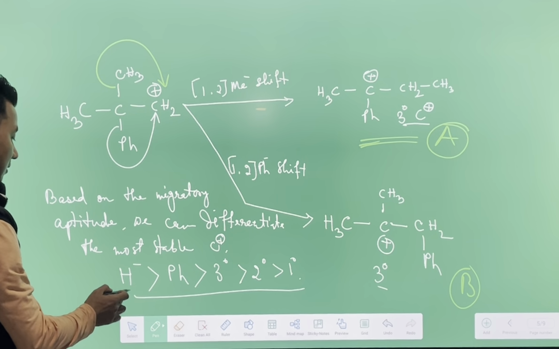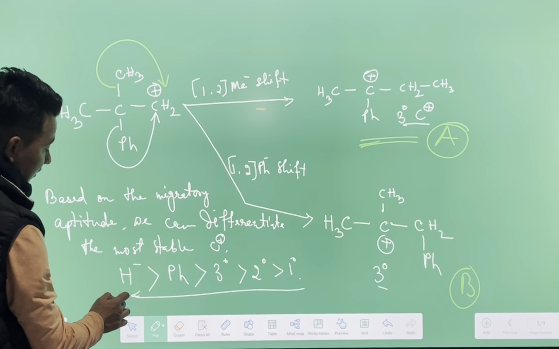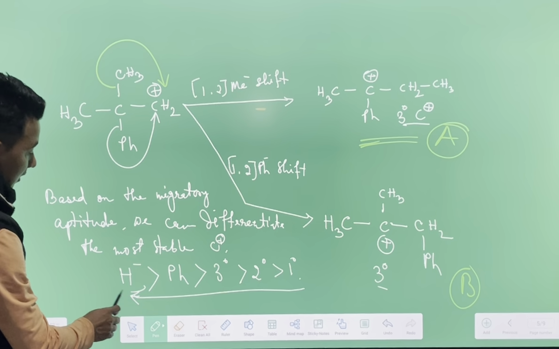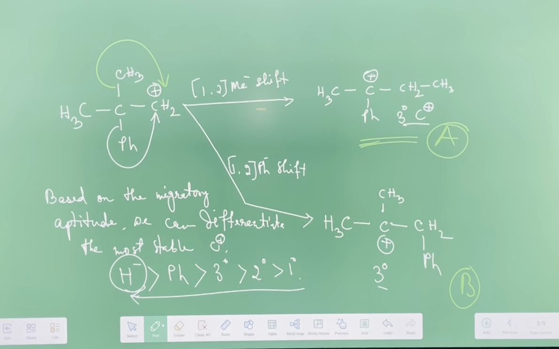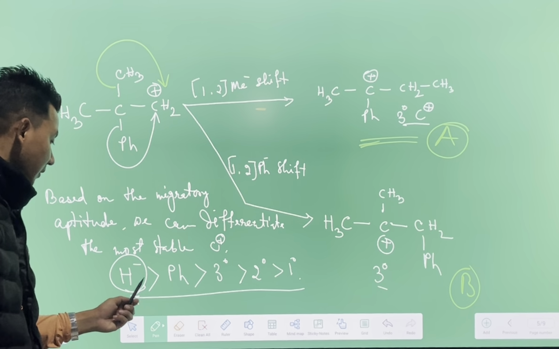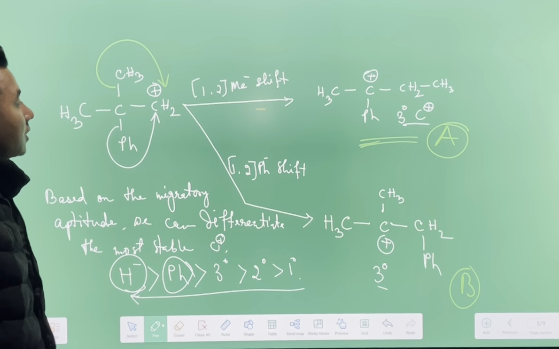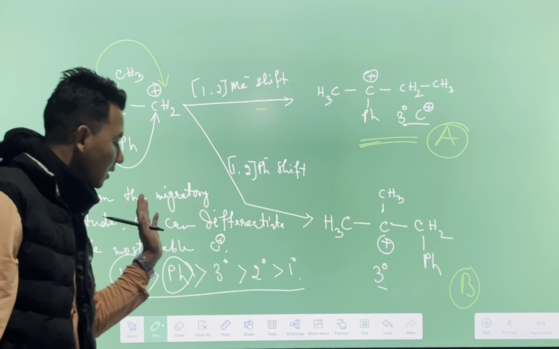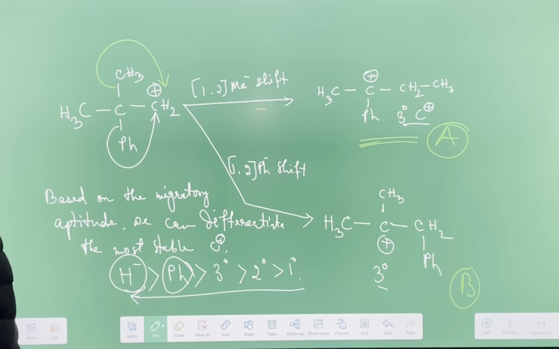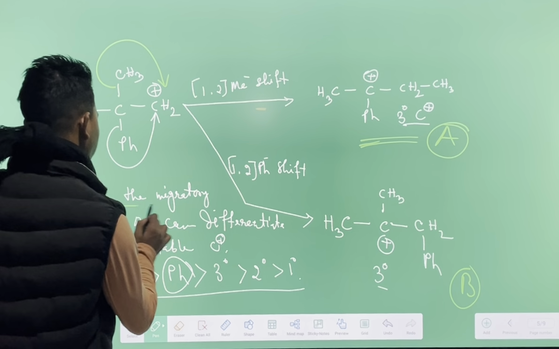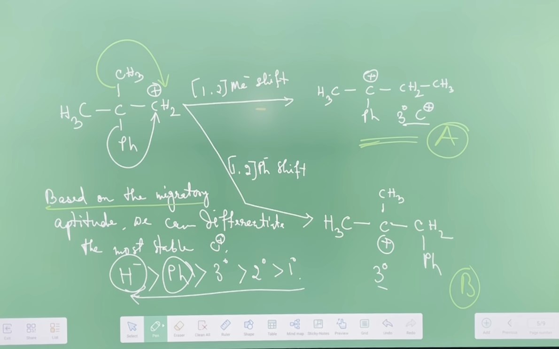The preference is for the settling of the carbocation. The most preferred is hydride. Hydride is the most preferred for the settling of carbocation. Then phenyl. So methyl is the least favorable based on the migratory aptitude. Methyl is the lowest preference.